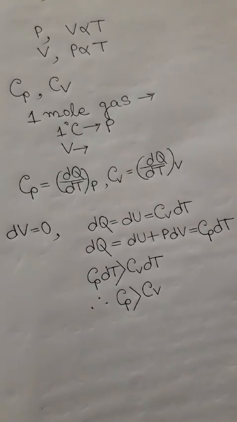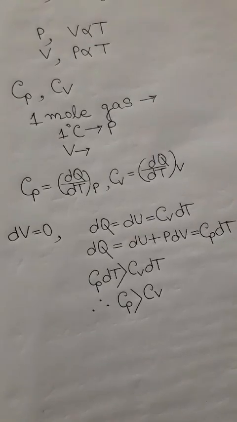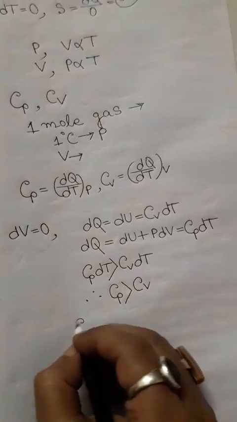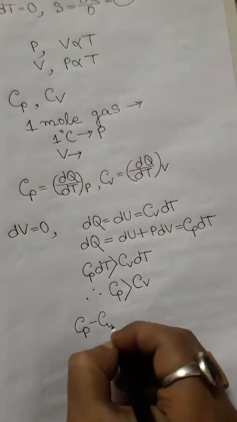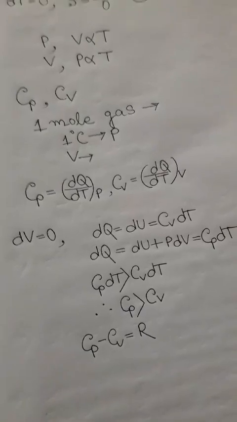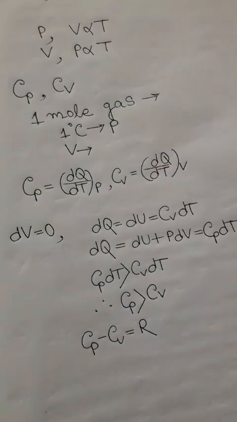So this is our result, that molar specific heat at constant pressure is always greater than molar specific heat at constant volume. Now later we will prove that for 1 mole of a perfect gas, Cp minus Cv is equal to R. This we will prove in the next lecture. Okay, thank you.